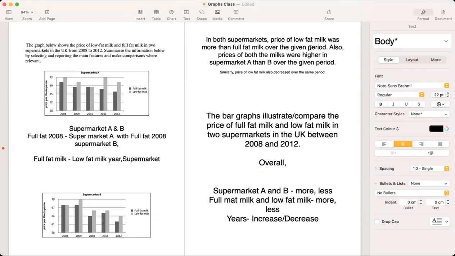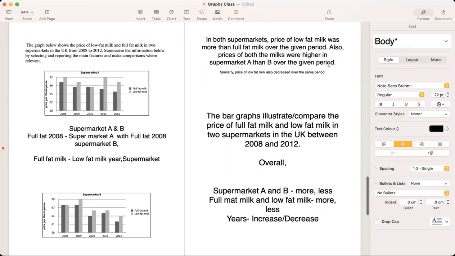First feature is a comparison between low fat and full fat. The second feature is a comparison between supermarket A and B. Is this part clear? Is this much clear? Yes, sir. Okay. Now let's come to body paragraphs.